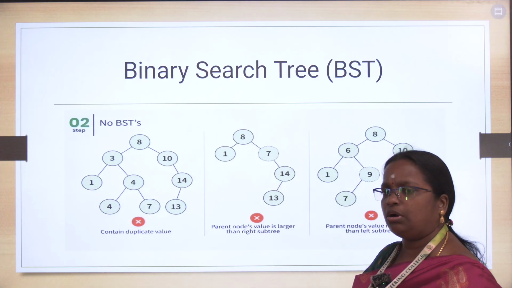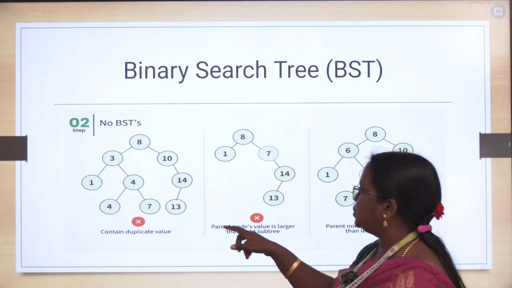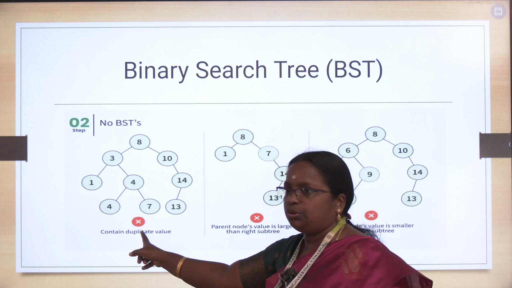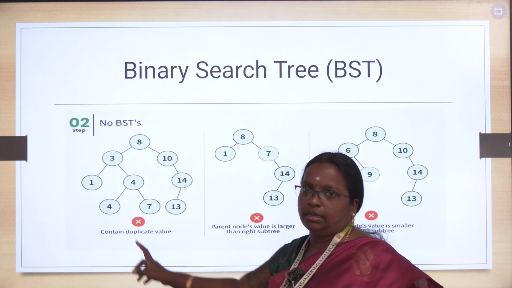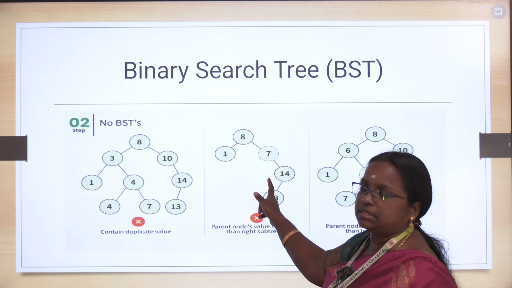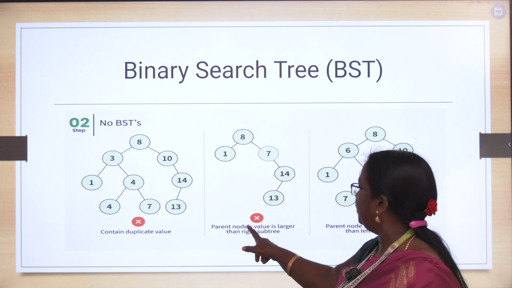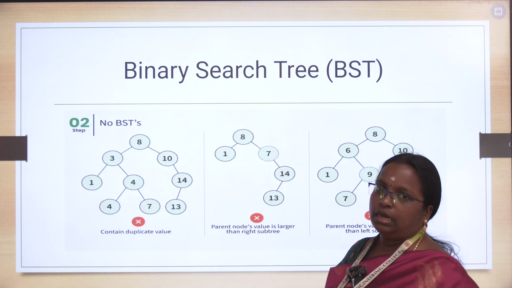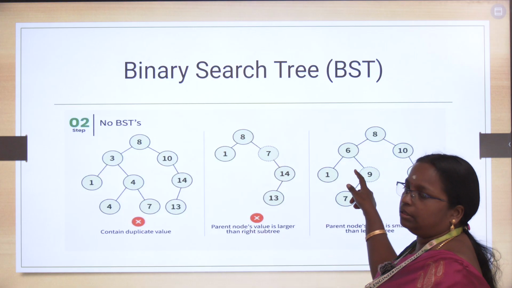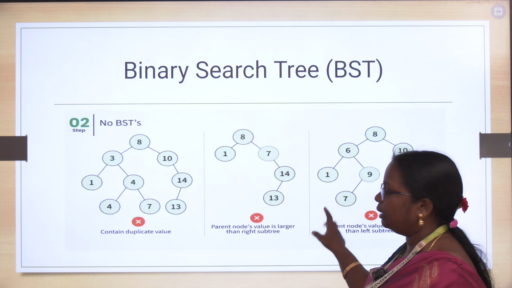This is which is not a BST. Duplication should not be there. The same value, on the left side, I have given as a duplicate value. This should not be there. And we should not have a lesser value on the right side. That is also, the parent node value is larger than the right subtree. Same thing, the parent node value is smaller than this 9 value. So this is not a BST.